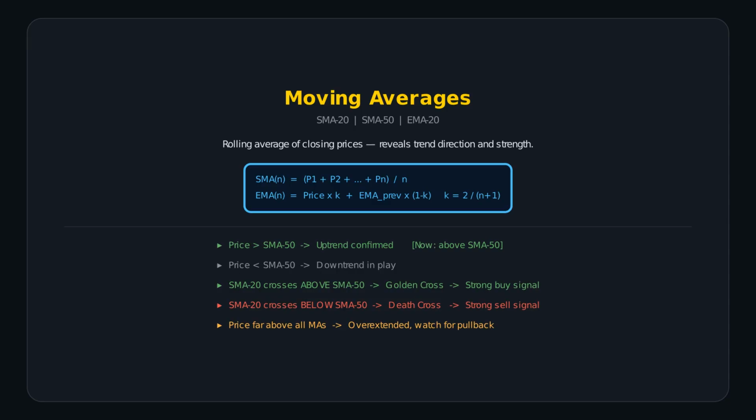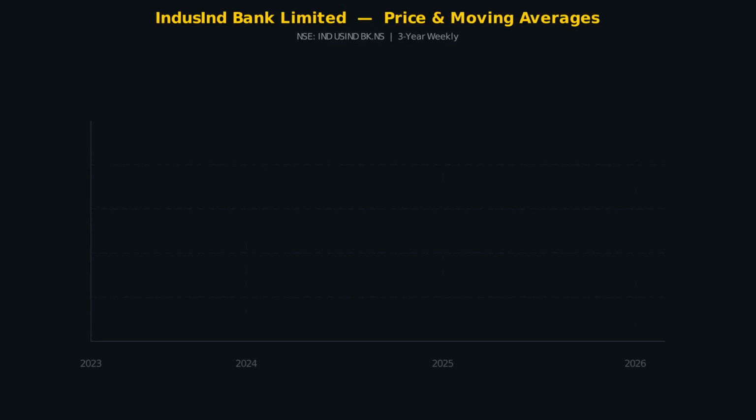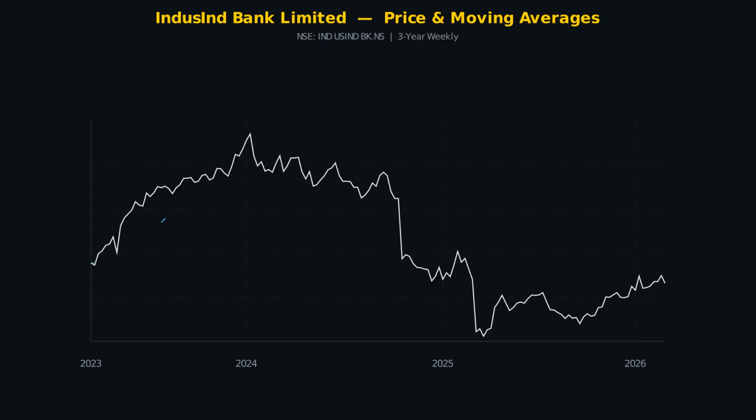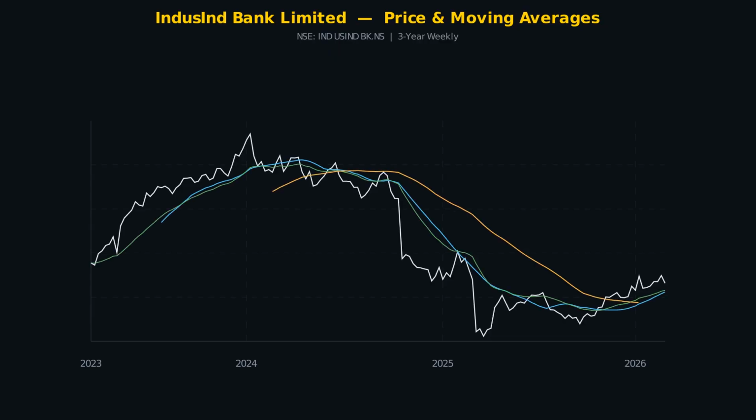A golden cross, the fast average crossing above the slow one, is one of the strongest buy signals in technical analysis. IndusInd Bank Limited is currently at 918. The SMA 20 is at 873, and the SMA 50 is at 819. Price is above the 50-period average, indicating a confirmed uptrend.